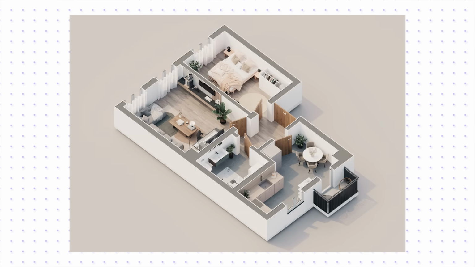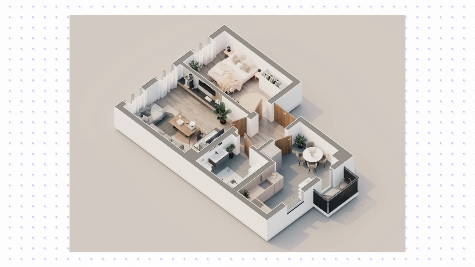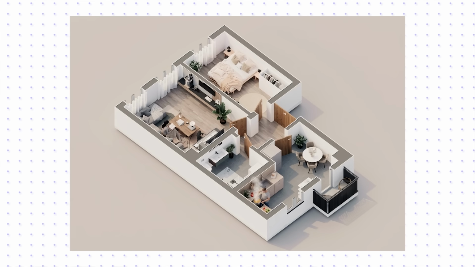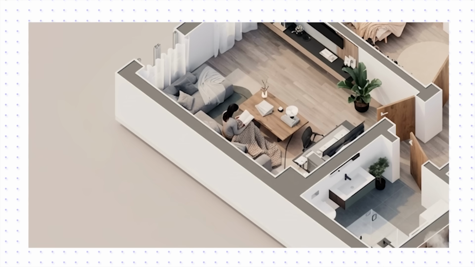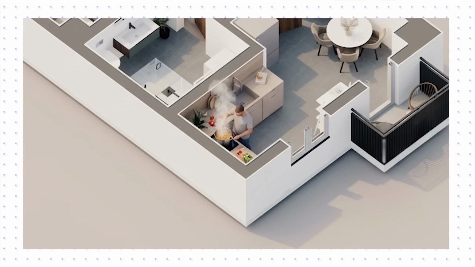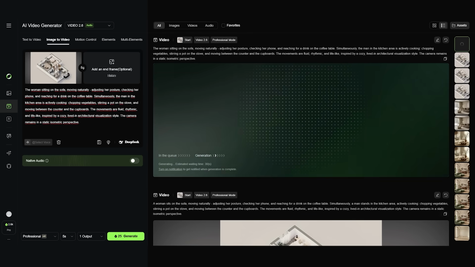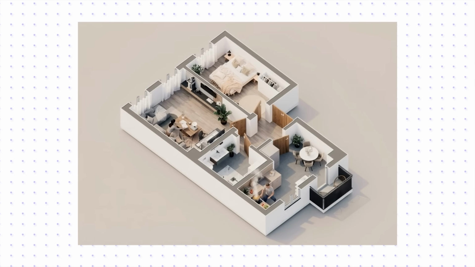Finally, let's revisit our 3D isometric floor plan. I want to add life here too. To prevent Kling from spawning people out of thin air, I used NanoBanana Pro to pre-position a person in the living room and one in the kitchen in the source image. With the right prompt, Kling understands that these are characters that need to move. The animation looks clean and very professional.